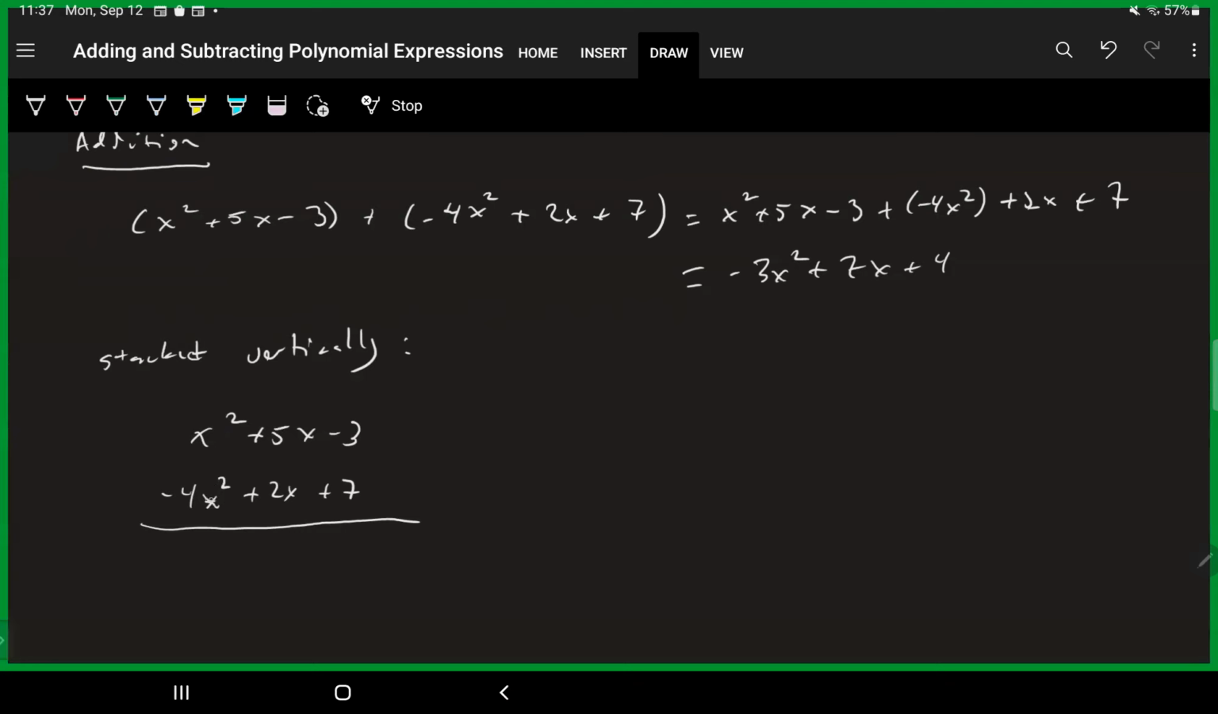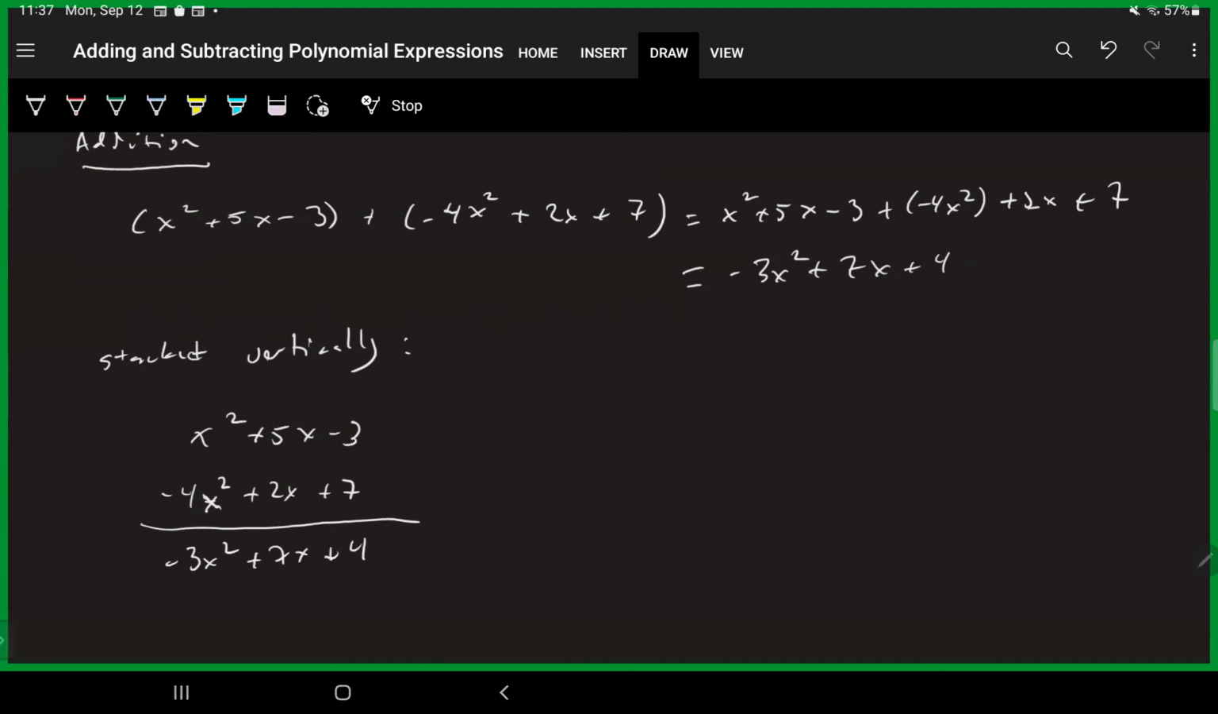My linear terms are stacked on one another, and my constants are stacked on one another. And when it's arranged that way, I can go ahead and add vertical columns. X squared and negative 4x squared is a negative 3x squared plus 7x, and then plus 4, just like we got with above. In the end, it doesn't matter how you arrange things. Both of them get the job done just fine, and some students prefer one way over the other.